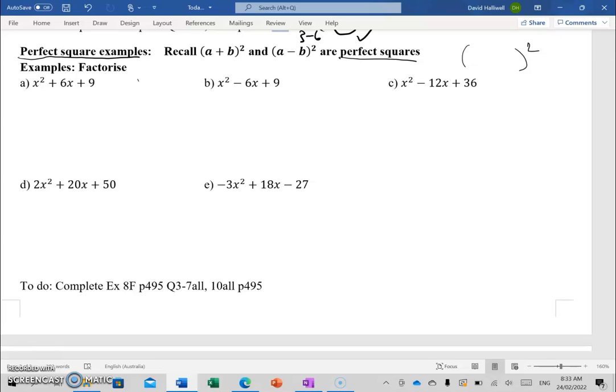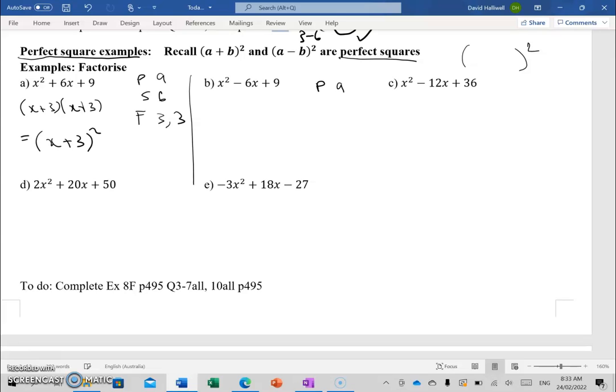So let's go. Product of 9, sum (the number in front of x) is 6, factors. Hopefully you'll see straight away 3 and 3 work. It's the same factor, 3, 3. So 3 times 3 is 9 and 3 plus 3 is 6. So that would be x plus 3 times x plus 3, and we write that shorter as x plus 3 all squared.